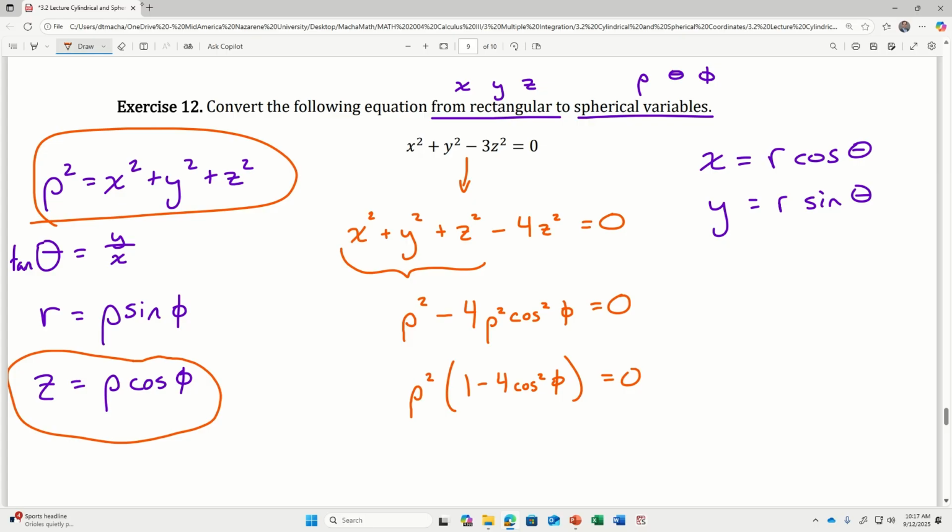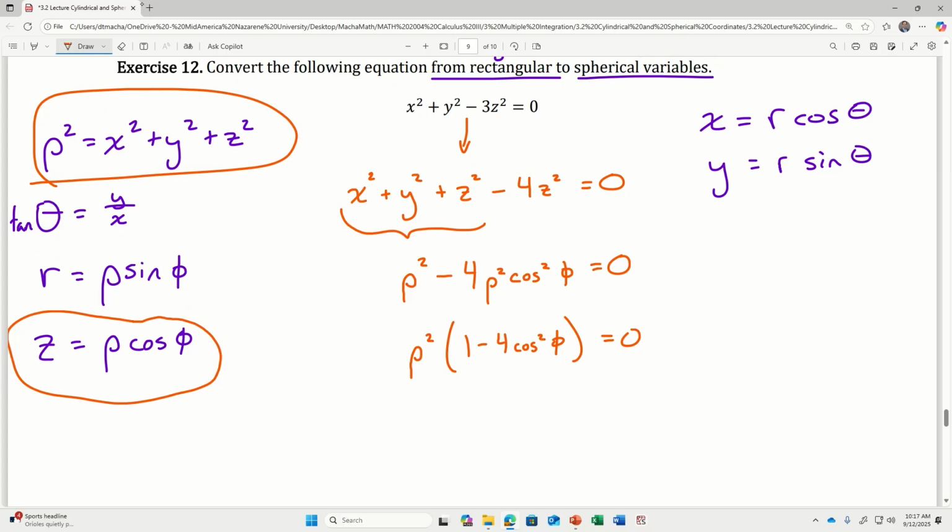And then I start to think to myself, when would this equation even be satisfied, right? This works as an equation two different ways. Number one, if rho is equal to 0, then the left side is 0, the right side is equal to 0, and the equation is solved. On the other hand, this would work if 1 minus 4 cosine squared phi is equal to 0.